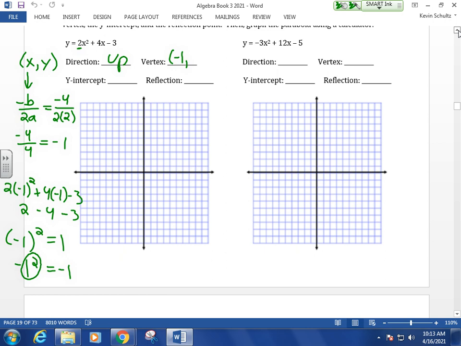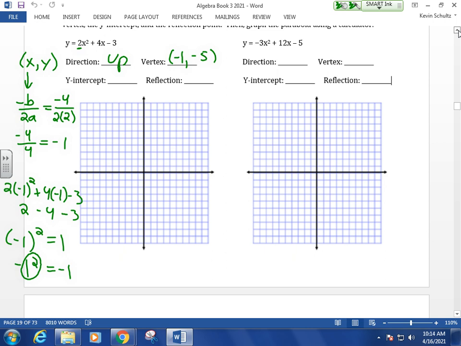If you type it in there correctly, what should you get? 1. You don't get 1. Peter? Negative 5. You should get negative 5. So if you don't get negative 5, make sure that you've got parentheses where you should have them. Make sure that you've got negative numbers where you should have them.